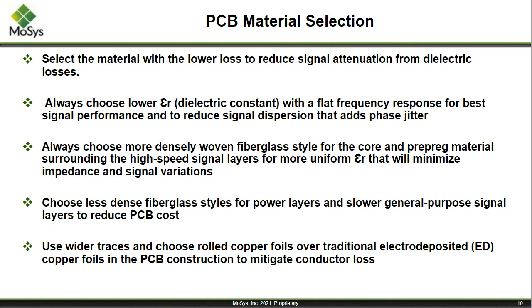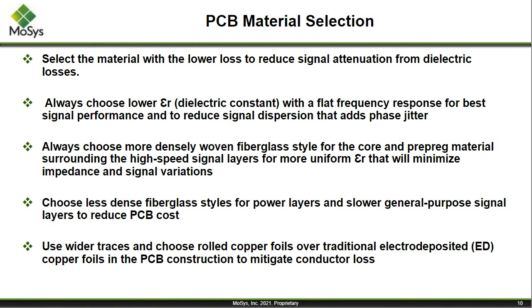And what you want to do is select material that has lower loss, so it'll reduce the signal attenuation that you see. All right, you want to use lower dielectric constant with flat frequency response. These are the kind of things that you'll ask for, and it will reduce the signal dispersion. And by dispersion we mean anything that impacts the speed and transmission of the signal through the channel. So it'll reduce that dispersion because that adds phase jitter into your signals, right? And phase jitter is going to reduce your eye openings, because we're talking SerDes, and things like that.